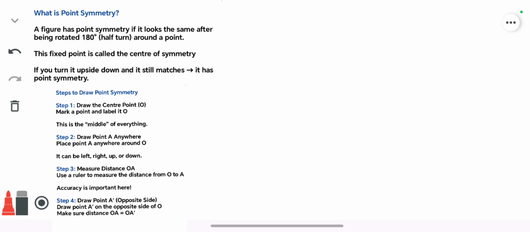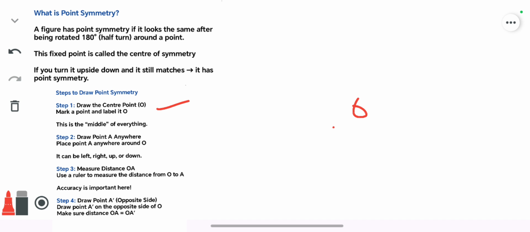Alright, so grab a piece of paper, your pen or pencil, and a ruler, and we are going to draw the point of symmetry together. So let's start with step number 1. Draw the center point O. So there we go, that's our center point. And mark a point and again label it O.